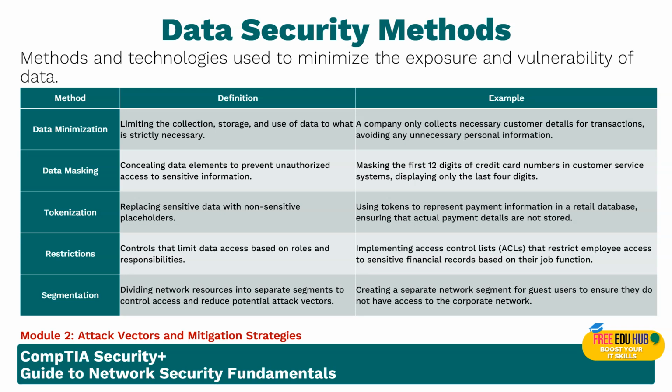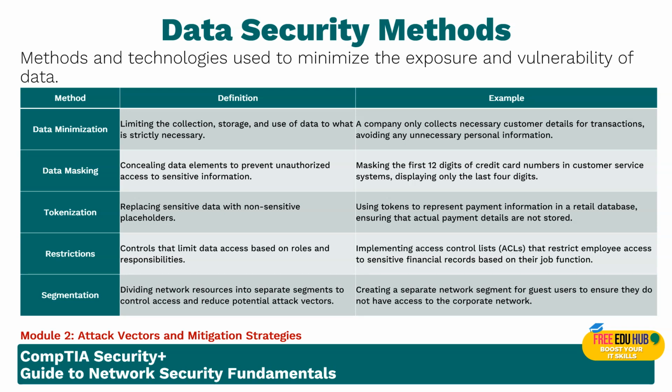Now, segmentation is dividing network resources into separate segments to control access and reduce potential attack vectors. For example, creating separate network segments for guest users to ensure that they do not have access to the corporate network. Same thing goes in our organizations, where we segment the traffic based on departments as well. If you have HR, marketing, IT, and other departments, we segment the traffic so that if a vulnerability is identified in HR, it remains there and does not affect the other departments. In the meantime, we try to resolve that issue.